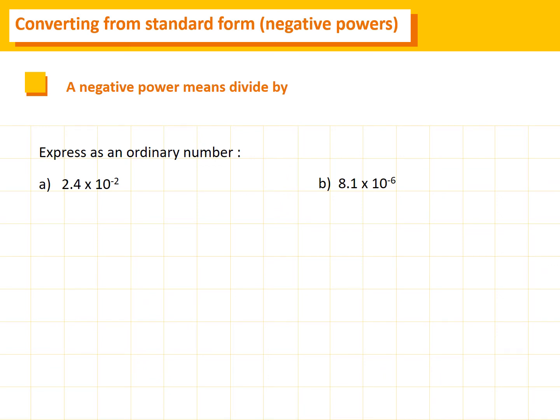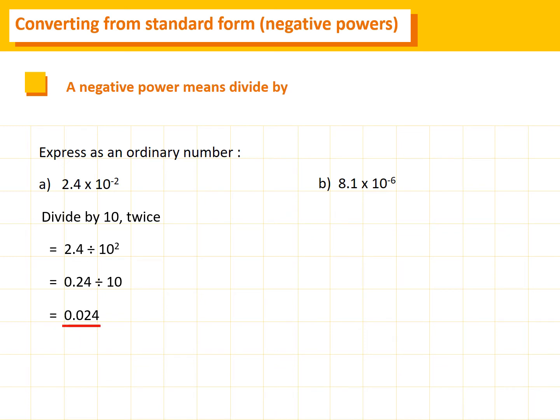As we've just seen, multiplying by 10 to the negative 2 is dividing by 10 squared. And that means dividing by 10 twice. So we divide by 10 once. Note the bank of tens has gone down by 1. And then we divide by 10 again. And that's our final answer.